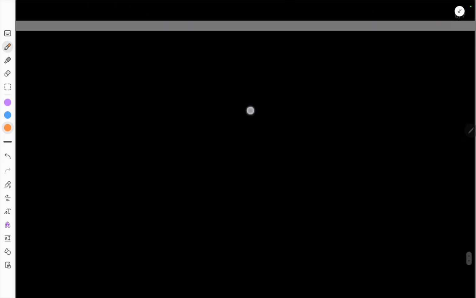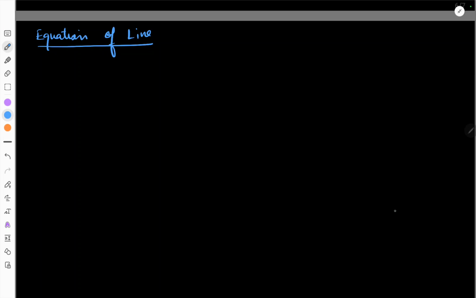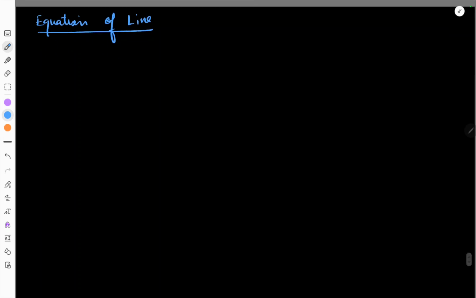So next we will see equation of line in 3D. Equation of line. We know how to find the equation of line in 2D.